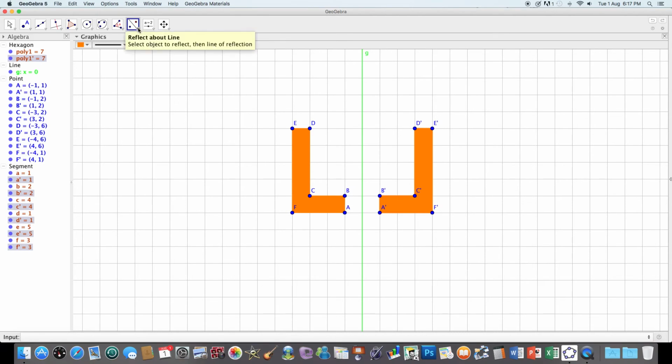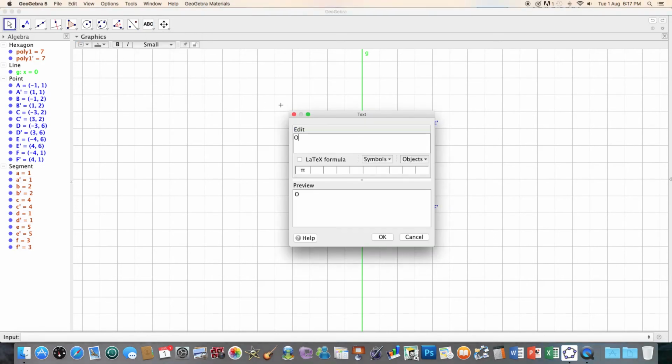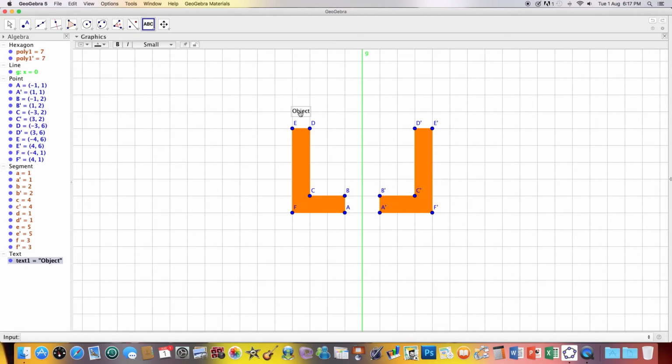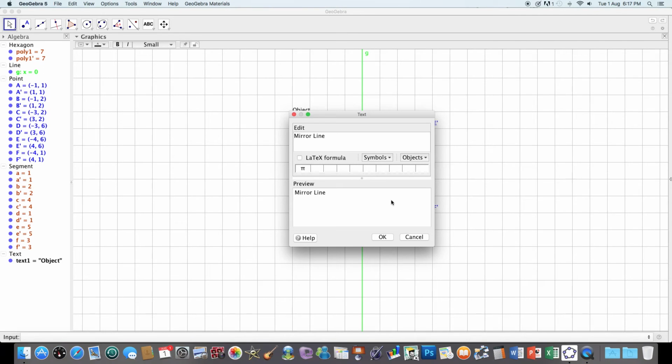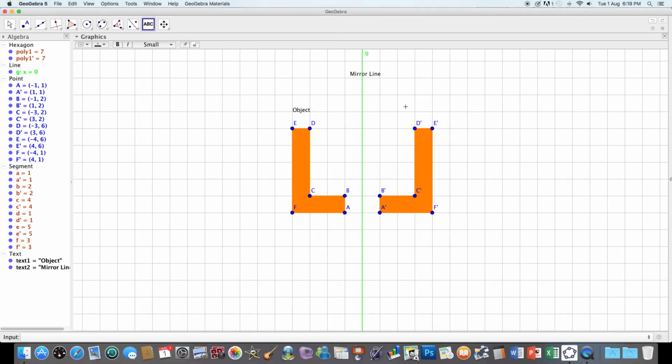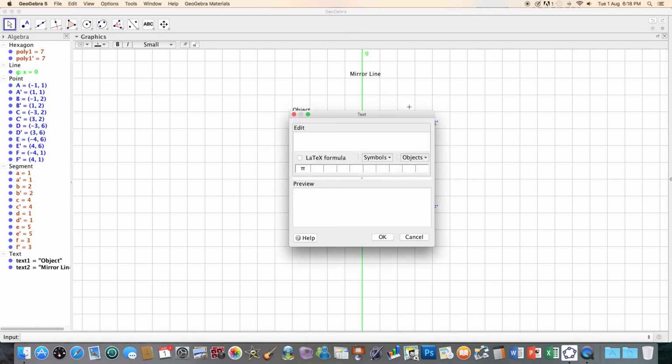And there are some labels that need to go on here. The thing that is being reflected is called the object. So this is the object. The line that you are reflecting through is called the mirror line. And the new object is called the image. So the object is reflected through the mirror line to make the image.